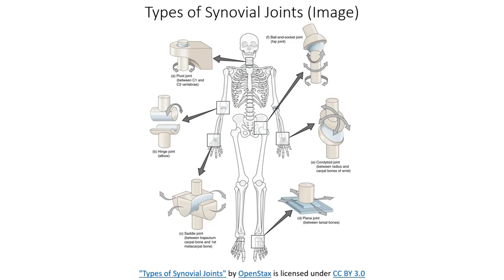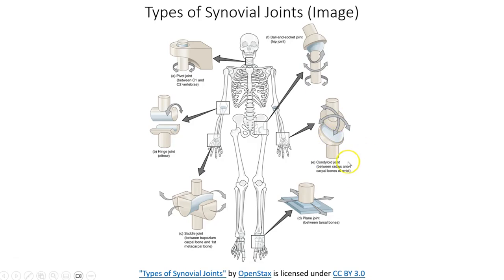But again, we've got a lot of limitations on the degree that we can move, so how far we can move, because those ligaments are holding them together so tightly. So we do see some plane joints between some of the carpal bones, and then definitely in the tarsal bones of the ankle and foot. Next up is a condyloid joint.